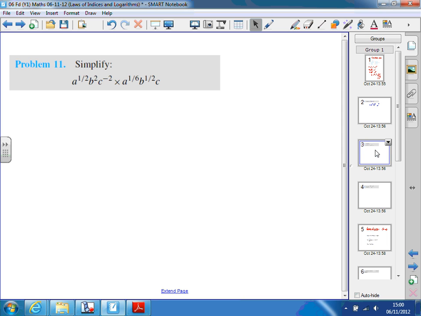We might need to simplify by adding, as I've implied already, adding and subtracting fractions. So what would we do to simplify this one? We would have a to the power a half plus a sixth, so we'd have to find the common denominator, b to the power 2 plus a half, and c to the power minus 2 plus 1. So we would just combine the powers like that. And then you could carry on and simplify that further by adding the fractions together.